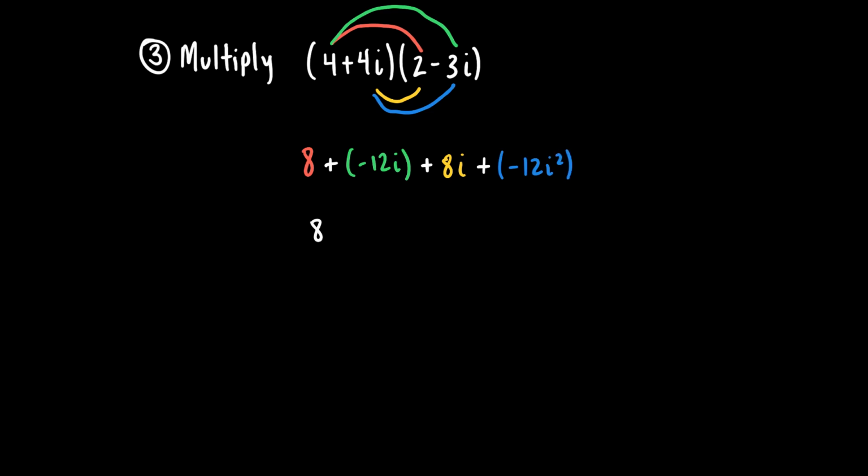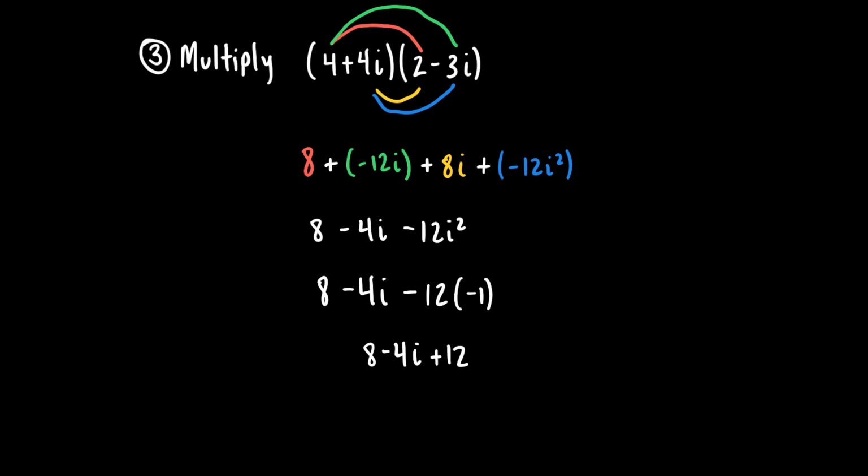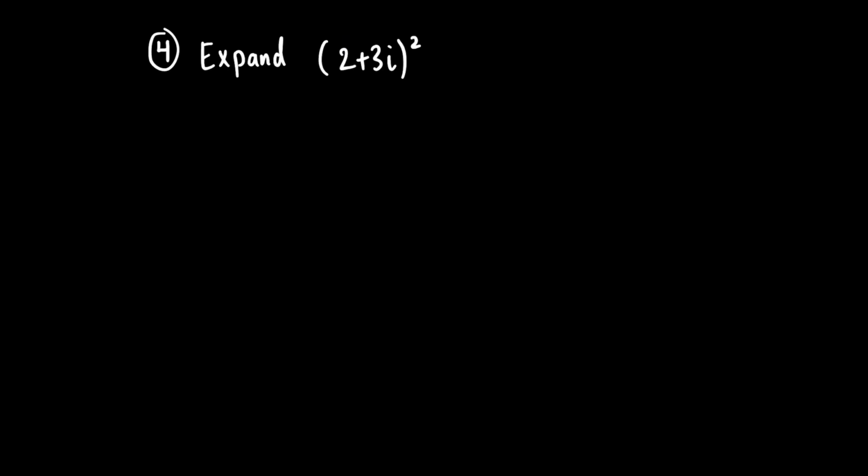So this will be 8. If you have negative 12i plus 8i, you're looking at minus 4i there for those two. And then this will be minus 12i squared. I'm going to do 8 minus 4i, and I'm going to transform that i squared into a negative 1. So I have 8 minus 4i, basically plus 12. And again, right on cue, I forgot the equal signs. 8 plus 12 is 20, minus 4i. Pretty straightforward. Let's do a couple more.